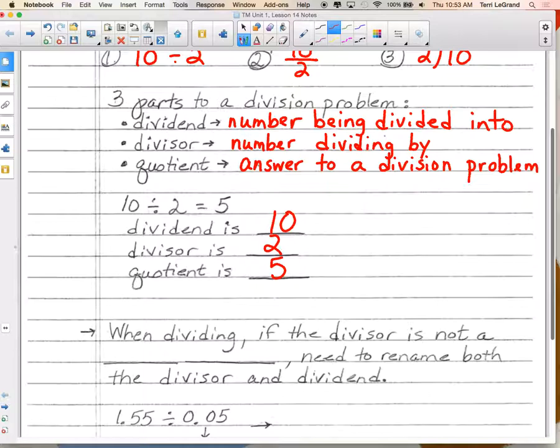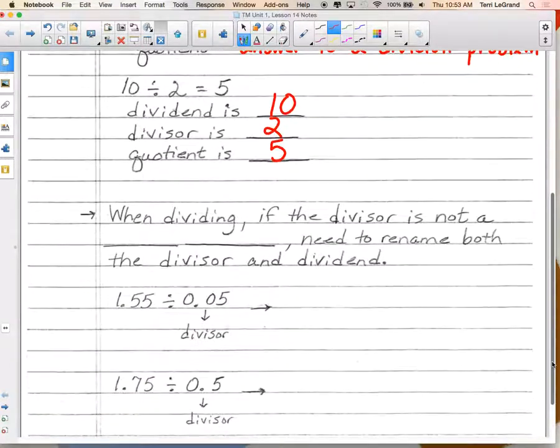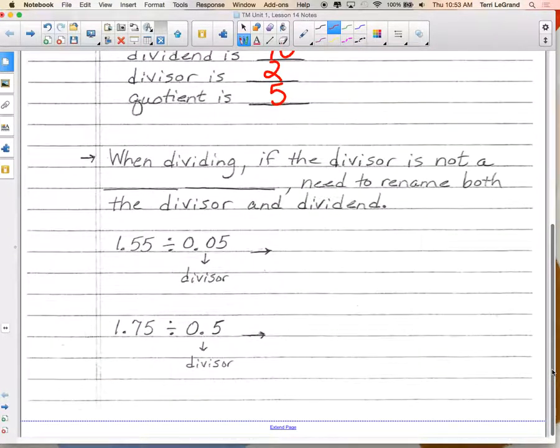Okay, remember that we want to make sure we understand what dividing means. So when we're dividing, if the divisor is not a whole number, would you circle that? The divisor is not a whole number. So which number do we care about being a whole number? The divisor, which is the one we are dividing by, which in our other case was the 2, right? Was 2 a whole number? Yes. Okay, so it was a whole number.